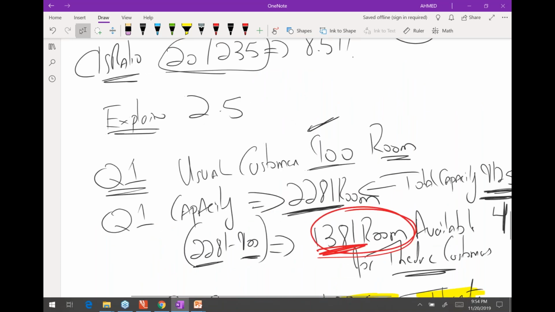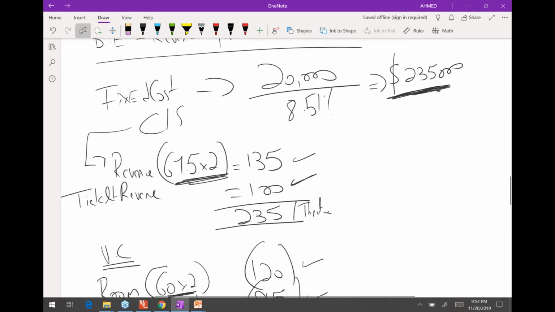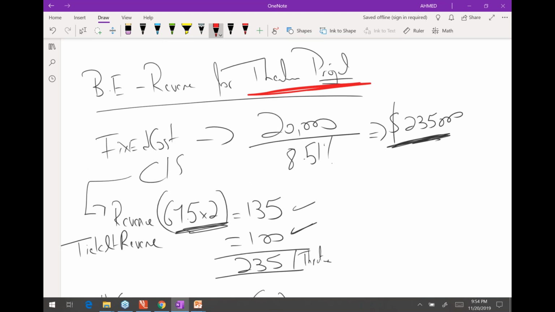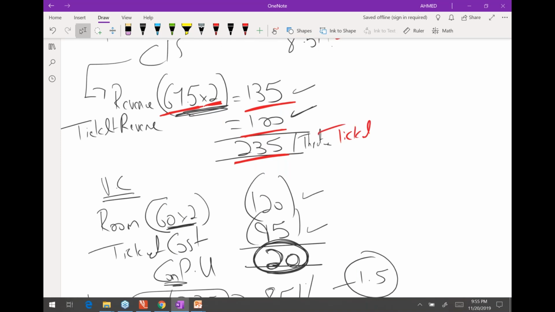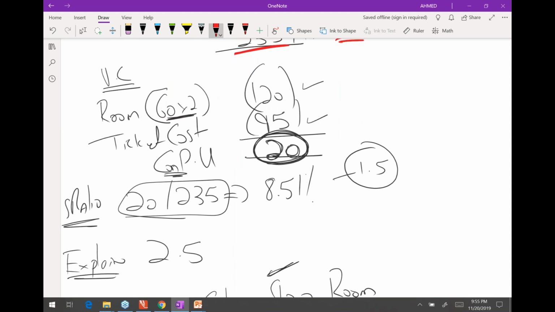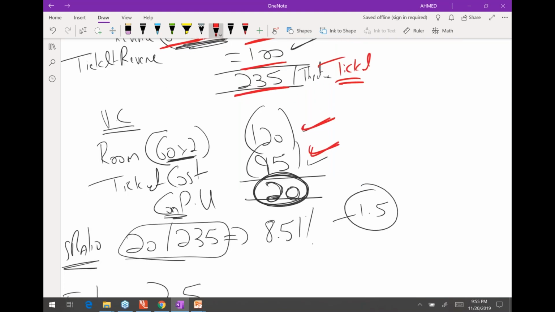So let me quickly give you a recap of the working that I did. We wanted break even revenue for the theater project. So we took theater specific fixed cost and theater specific contribution to sales ratio, which I worked out. For each theater ticket, we required 2 nights, and the cost of the room is 67.5, which means 135 revenue for 2 nights for each theater ticket, and each ticket revenue is 100. So there's 235 revenue per theater ticket. Then we worked out the cost. Cost of 2 nights is 120. Ticket cost is 95. So when you deduct 230 from 235, your contribution per theater ticket is 20.